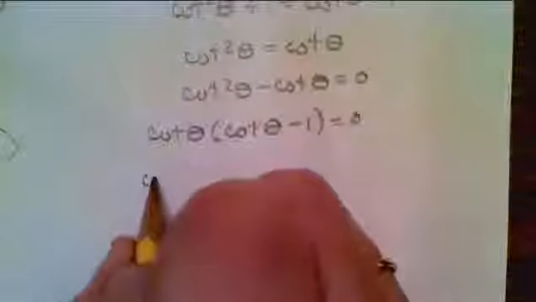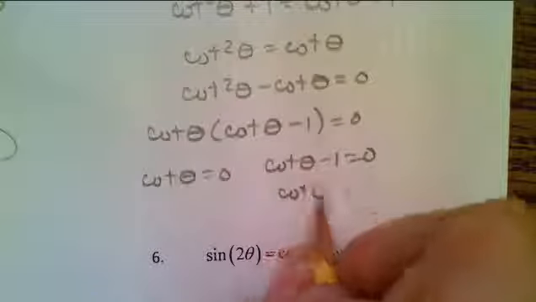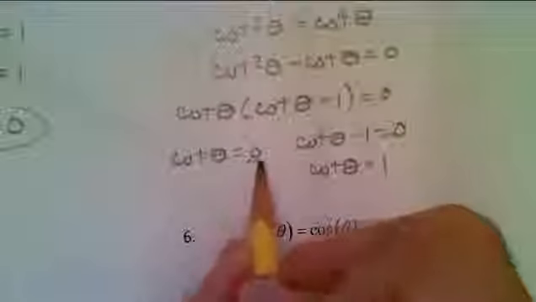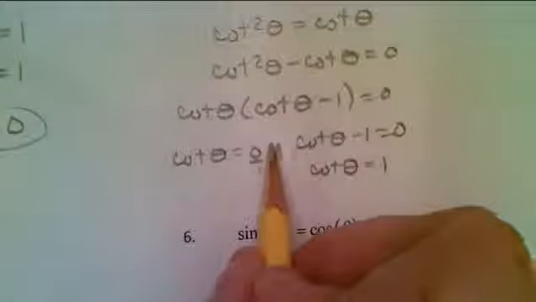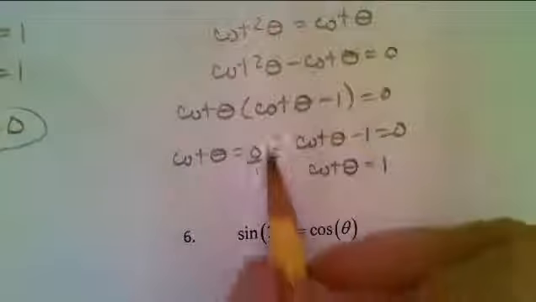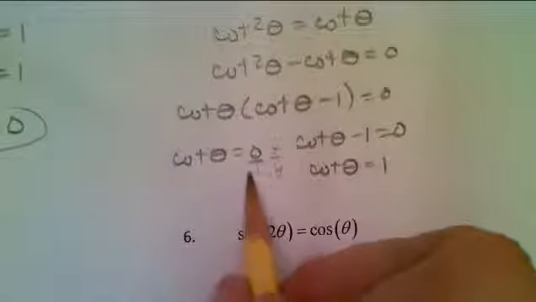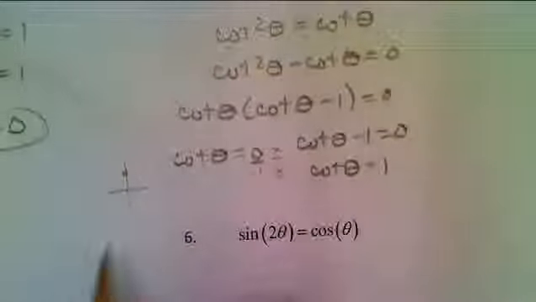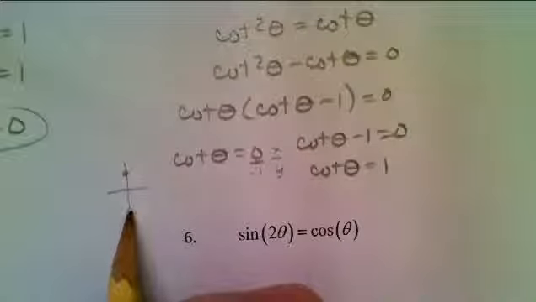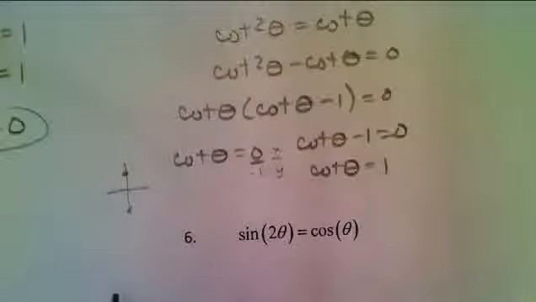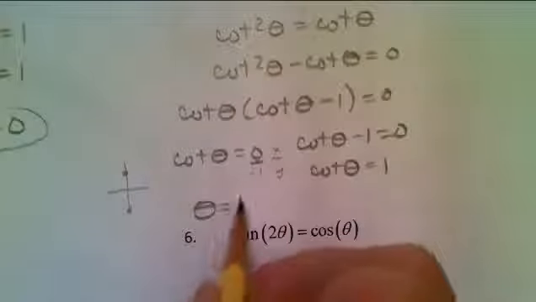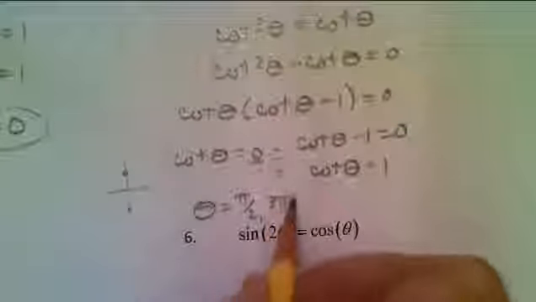And I get the cotangent is equal to 0, or the cotangent minus 1 equals 0, which means the cotangent is equal to 1. Alright, cotangent, remember, 0 is like 0 over 1. Cotangent is x over y. So if x is 0 and y is 1, or it could be negative 1 for that matter, where is the x value 0? It could happen there. That would give me a cotangent of 0, or 0 over negative 1 would still give me 0. So theta could be pi over 2, or 3 pi over 2.